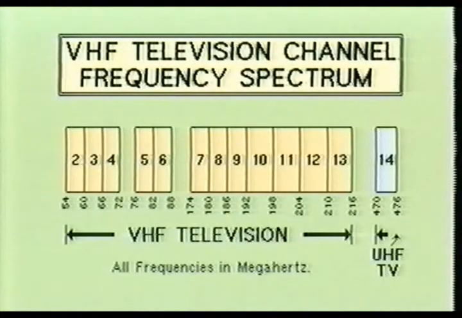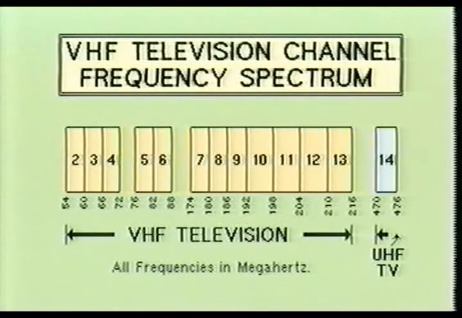Here you see a graphic representation of the VHF television frequency spectrum. You should notice a few things about this frequency spectrum. First, there are gaps between channels 4 and 5, 6 and 7, and a large gap between channel 13, which is the last VHF channel, and channel 14, which is the beginning of the UHF band.